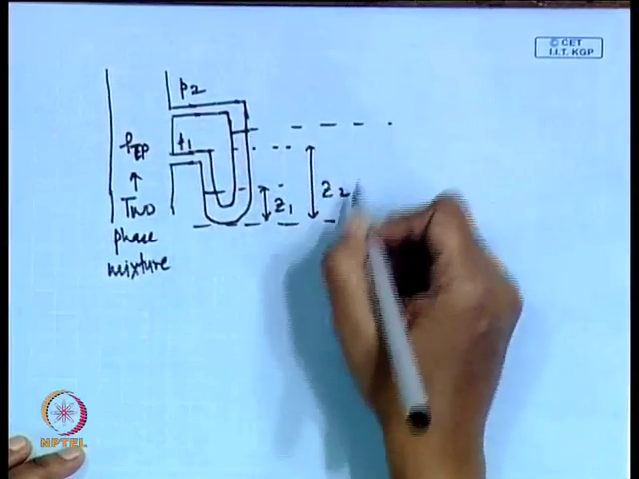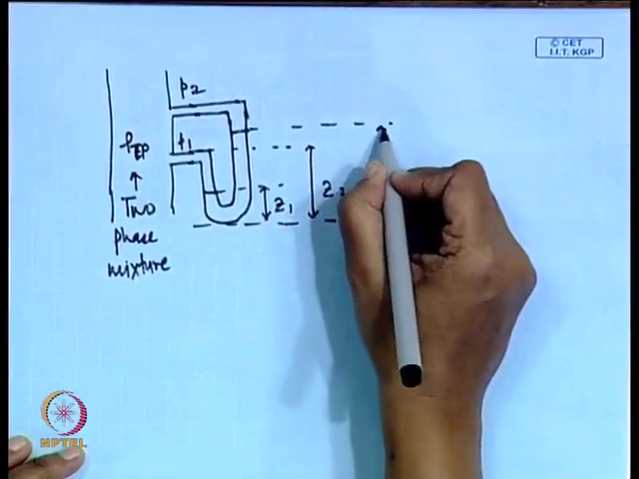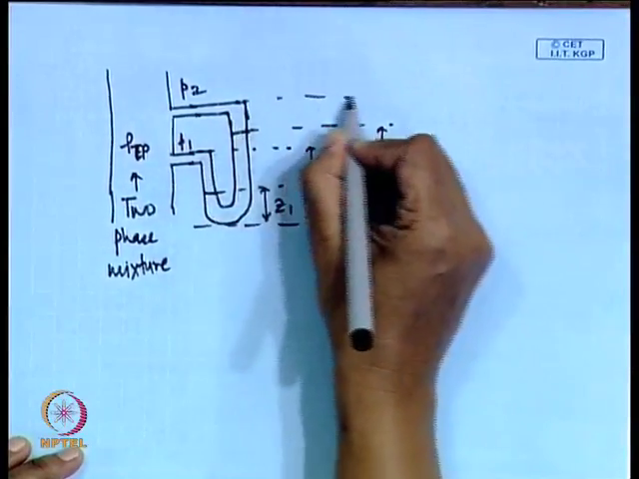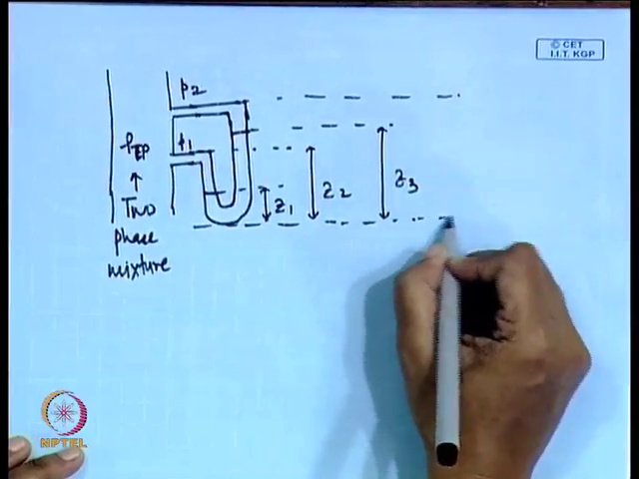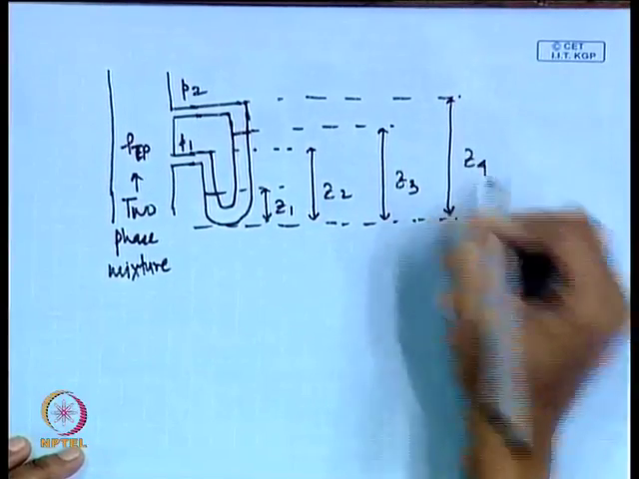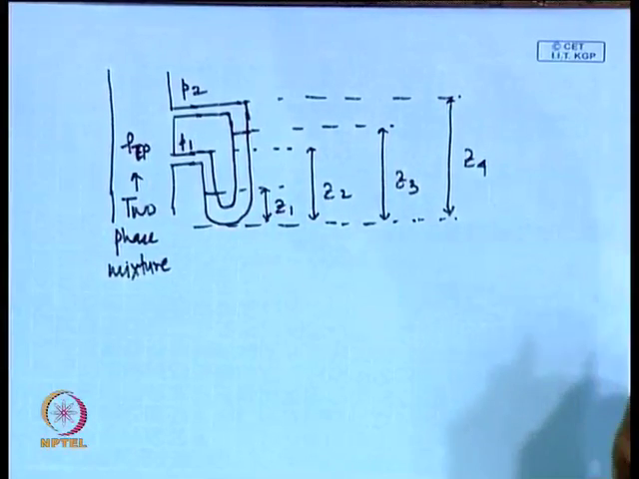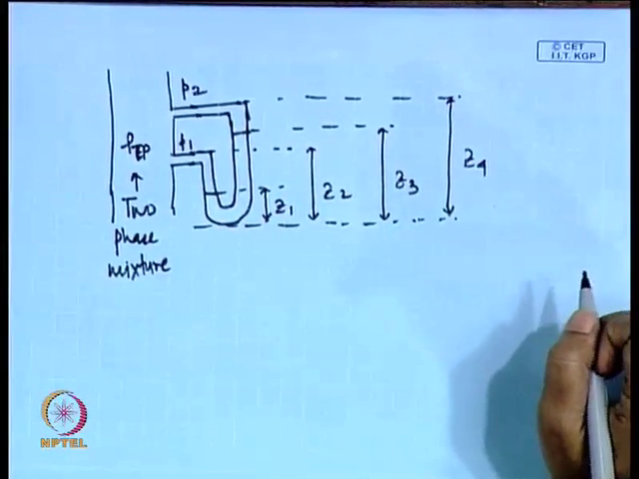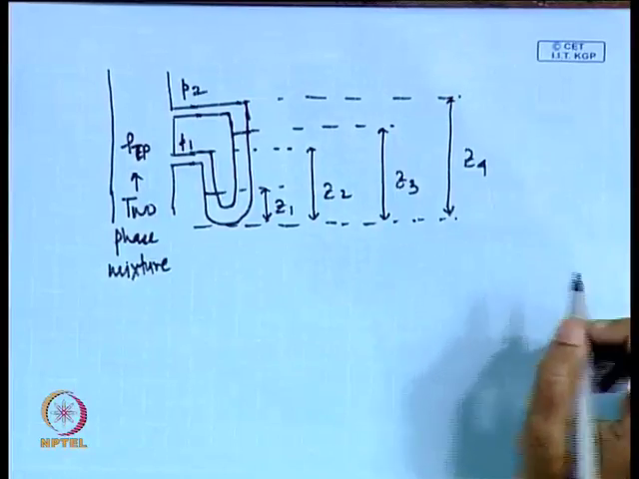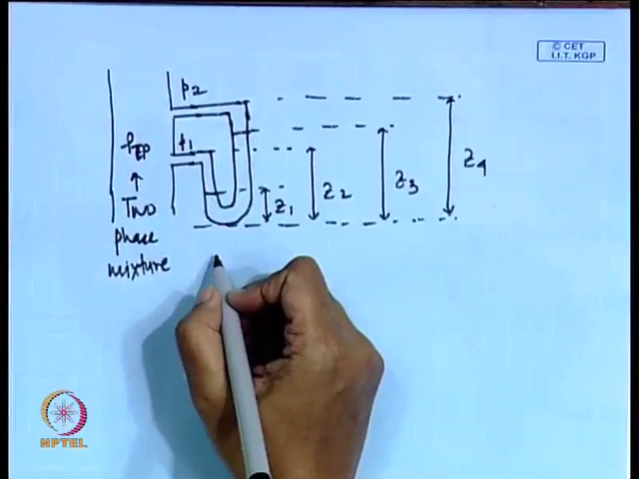this will be say Z 3, and this is going to be Z 4 say. Okay. Now, in this particular case, how to find out P 1 minus P 2? How do you think that we can find out P 1 minus P 2 in this particular case?